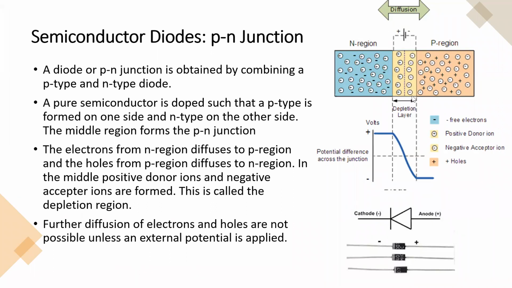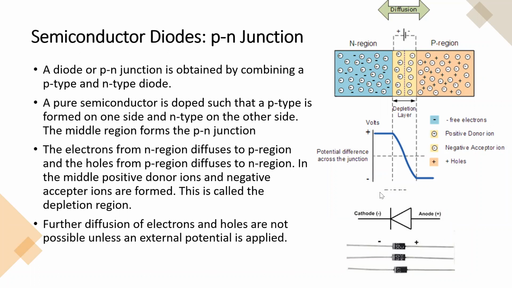Here you have a layer of negative ions. So when the holes, which behave like positive charge, try to pass, what happens? The negative ions will repel the electrons and the positive ions will repel the holes. So the electrons and holes cannot pass each other. They cannot diffuse unless an external potential is applied.